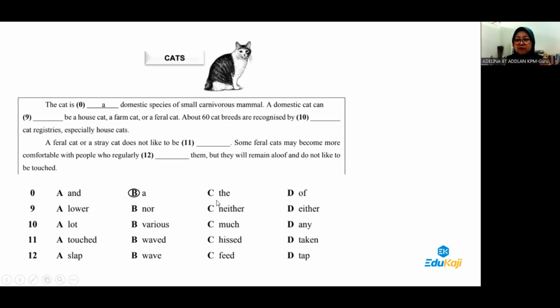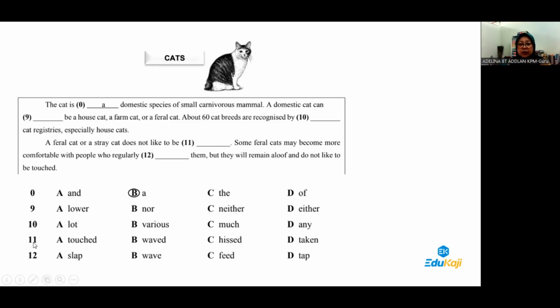Neither, it is negative. Either is a positive statement, right? Okay, for number 10, this is actually a combination of grammar. You can see there's a lot, various, much, and any. There is a difference in the quantity of it. We're talking about the quantity.